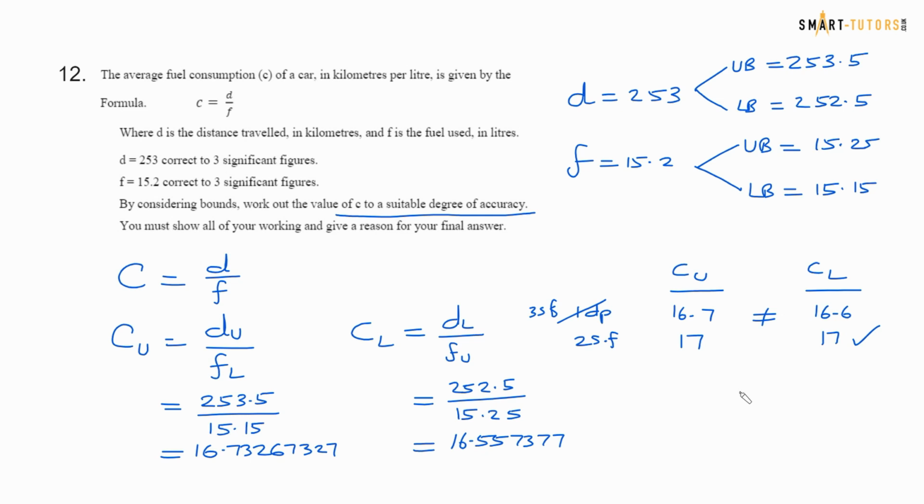So I will say the C's answer is 17 nearest to 2SF. Remember, significant figures means you need to count from the start. So the first one is 1, the second one is 6, the third one is 7, that will round up, so 17. This also rounds up to 17. So both answers are matching. But if I go for 3SF or 4SF, the answers are going to be different. So the correct answer is C equals 17.